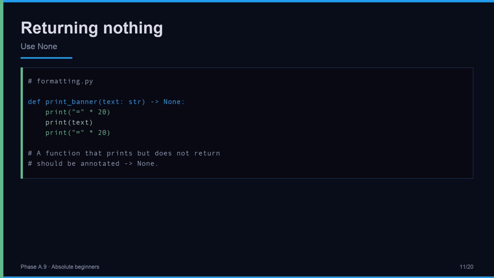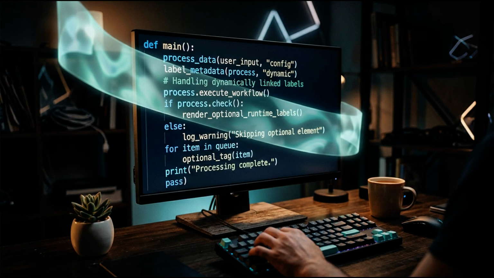Calling it and assigning the result will give you None. Use -> None. Python ignores hints when it runs your code. They exist for humans and tools. Hints are optional at runtime.